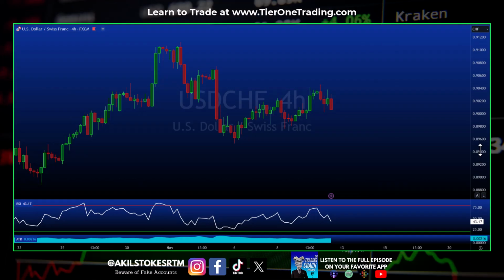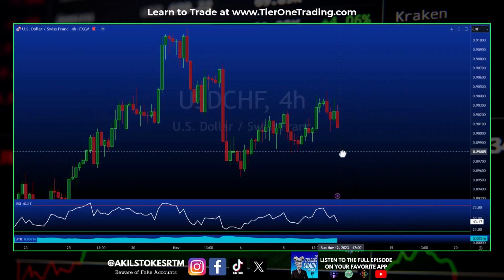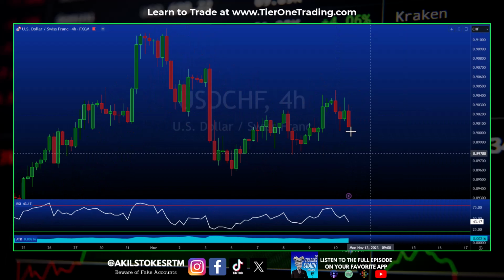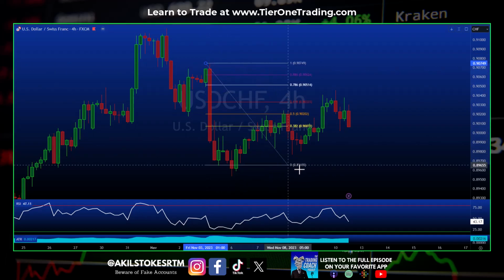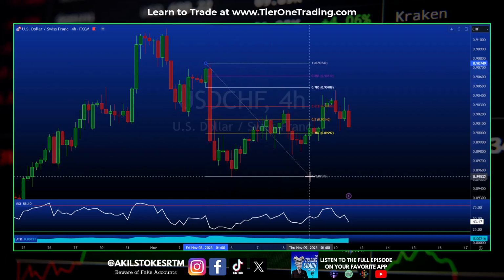Dollar Swiss, rarely do you ever see me look at the dollar Swiss, right? Typically the Euro dollar is doing the exact same thing, just kind of flipped upside down. But I want to bring this up. We do have an advanced pattern formation here. We have a swing high to swing low impulse leg. This is going to be our X to A.